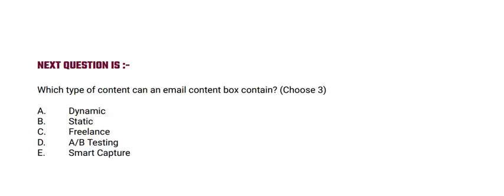Next question is, which type of content can an email content box contain? Choose three options. Options are: Option A, dynamic. Option B, static. Option C, freelance. Option D, A or B testing. And option E, smart capture. The correct option is option A, B, and D.